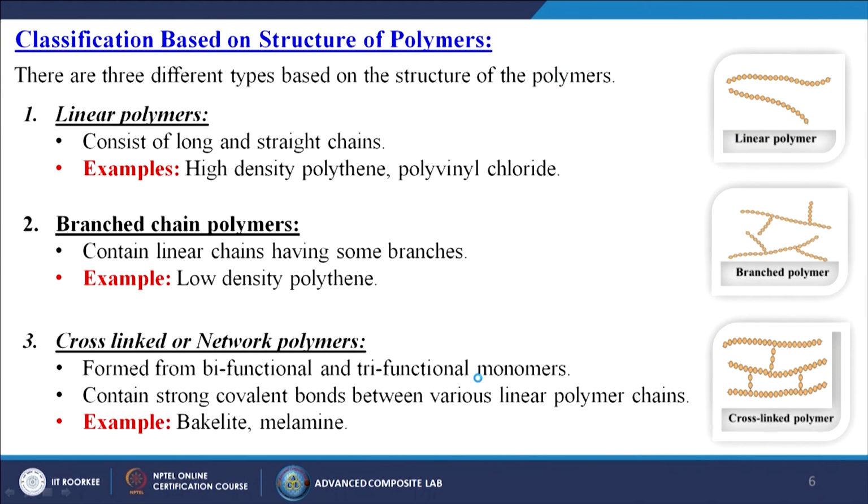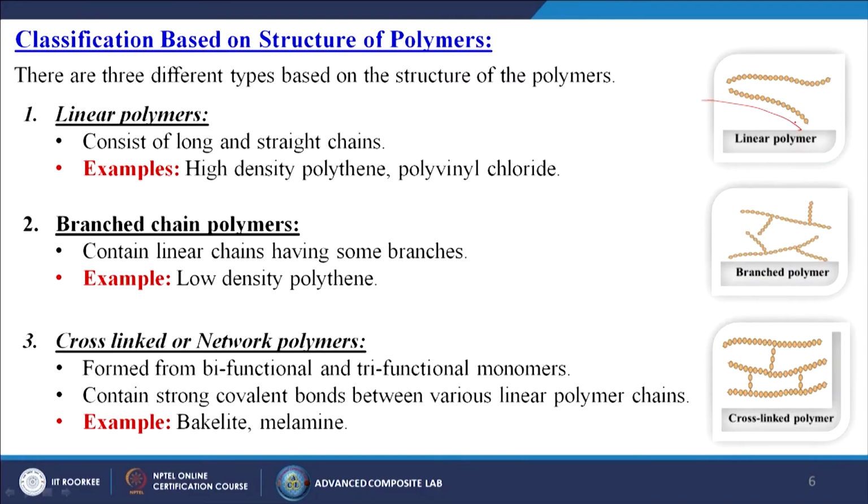Now, we are going to discuss the classification based on structure of polymers. First are the linear polymers, which consist of a long and straight chain, like high density polythene and polyvinyl chloride. In this case you can find a long chain of all the mers. Then we talk about branched chain polymers, which contain linear chains having some branches. In this image you can see certain branches attached to the main chain, an example is low density polythene.